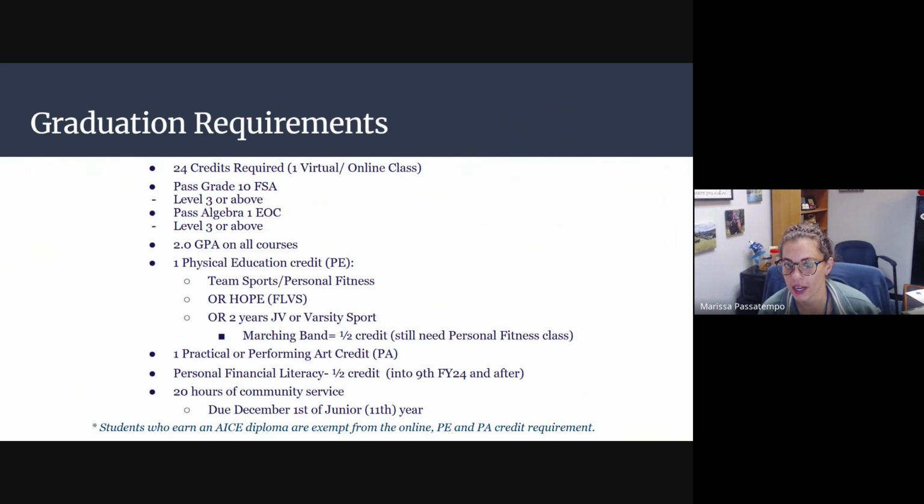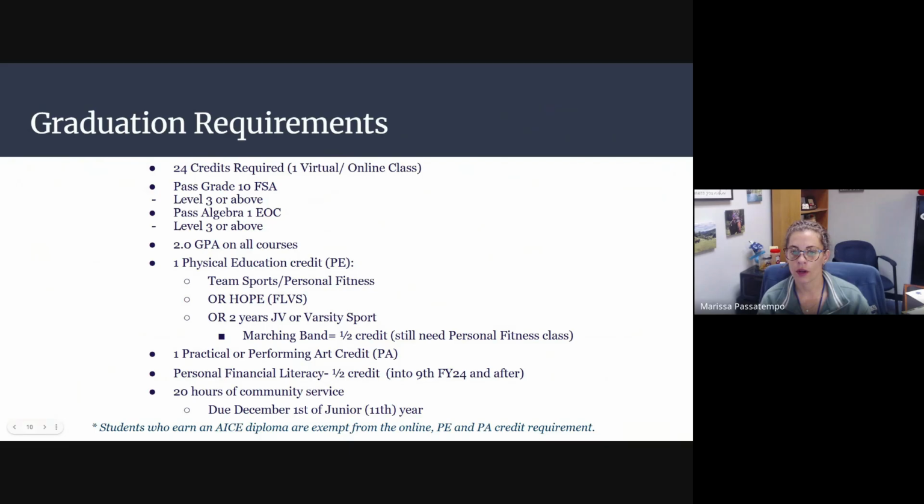They need 1 full credit of PE. The classes for PE would be team sports and personal fitness, or HOPE on FLVS for both semesters. If your child plays on a JV or varsity sport, they can get a PE waiver. If they are in marching band, half of the PE credit will be waived, but they will still be required to take that personal fitness course. And of course, if your child is on the ACE diploma track and earns the ACE diploma by their junior year, they will qualify for a PE waiver as well.